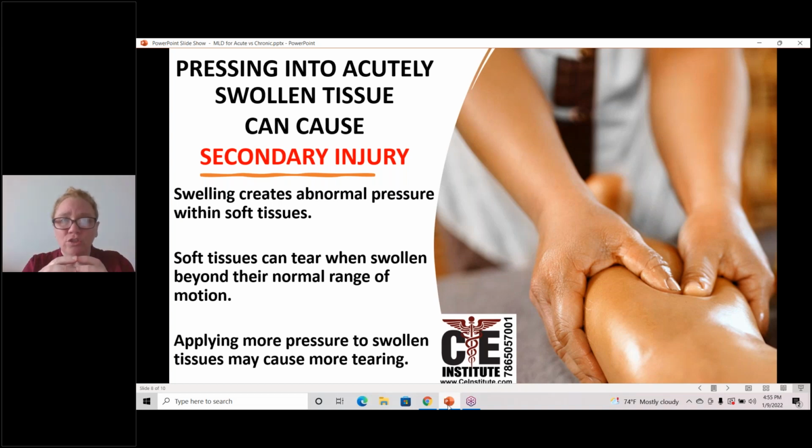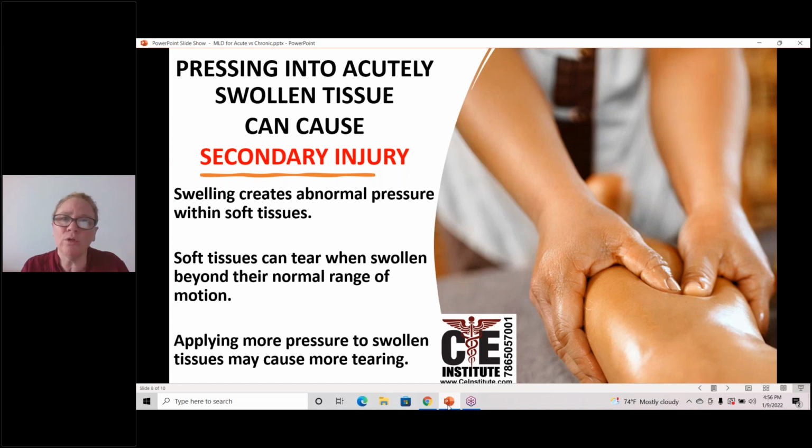The soft tissue is usually stretched beyond its normal capacity, and pushing into a stretched tissue could injure the tissue. It's called secondary injury, because if you press into a tissue that's already stretched beyond its normal range, you could possibly tear that tissue further than what it already might be torn. Okay, so I hope that makes sense.